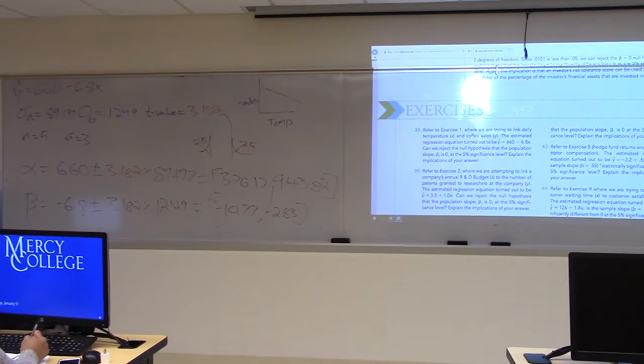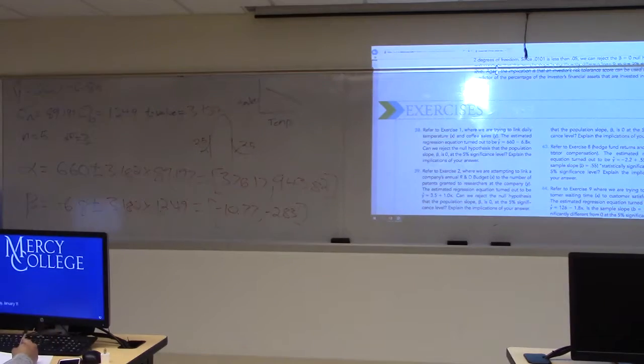3.182, positive, negative 3.182. Alright, below negative 3.182 reject, above positive 3.182 reject. So, what did we get for our t-stat? Negative 5.44. What's our reject, fail to reject decision?